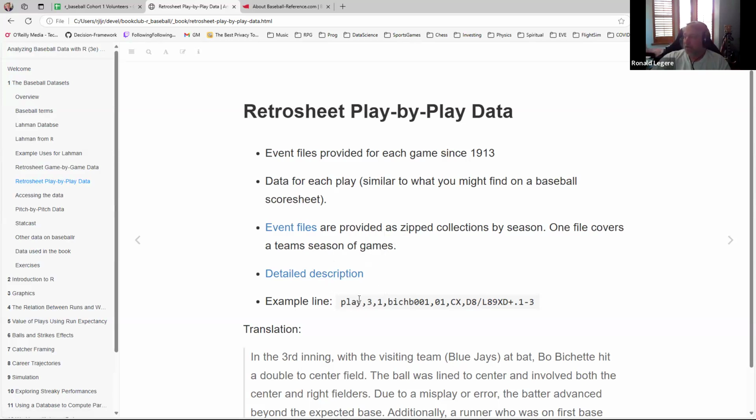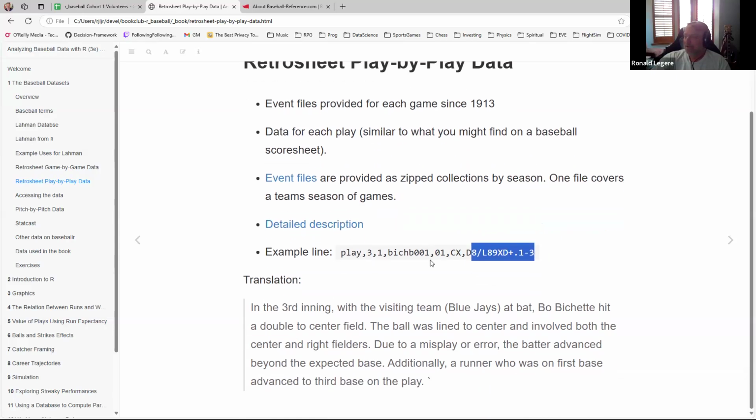So this is an example line right here of a play field. What does this mean? Who's this? What's this? What's this thing in the bottom here, right? So you can translate that.